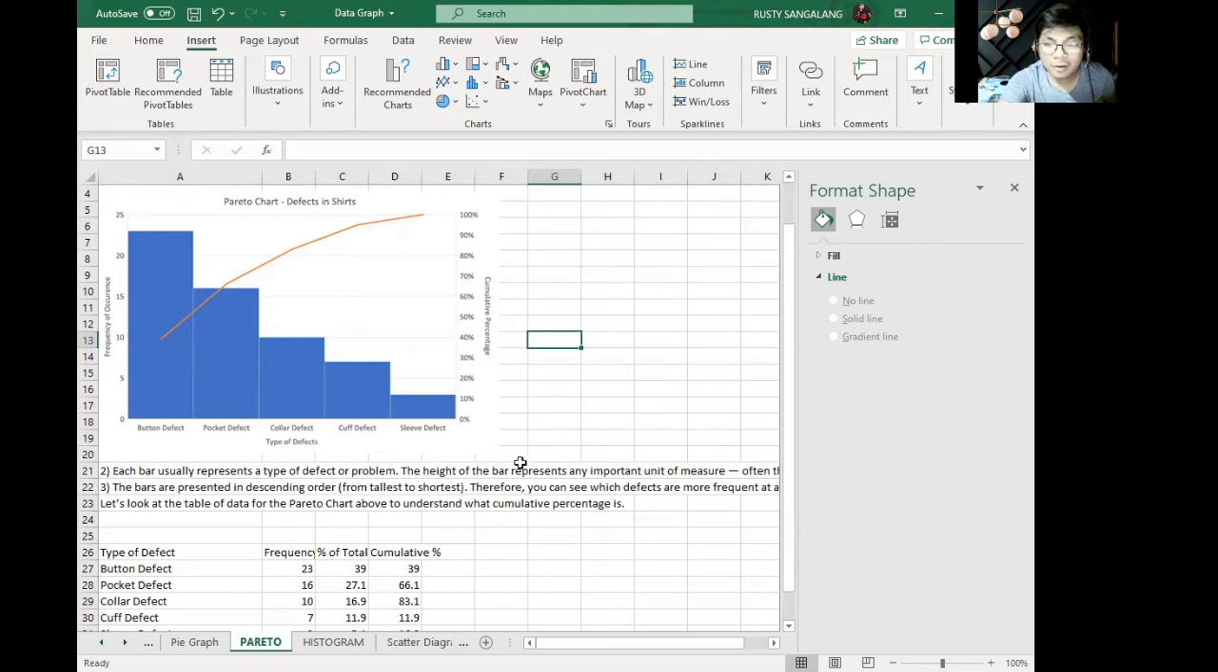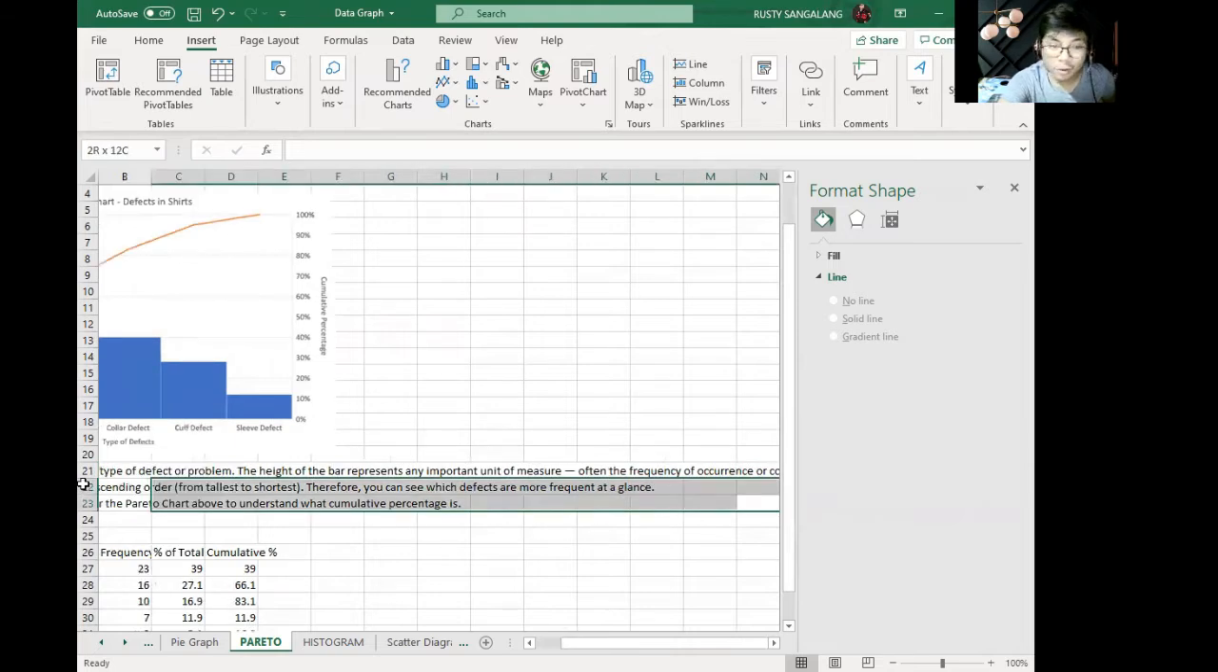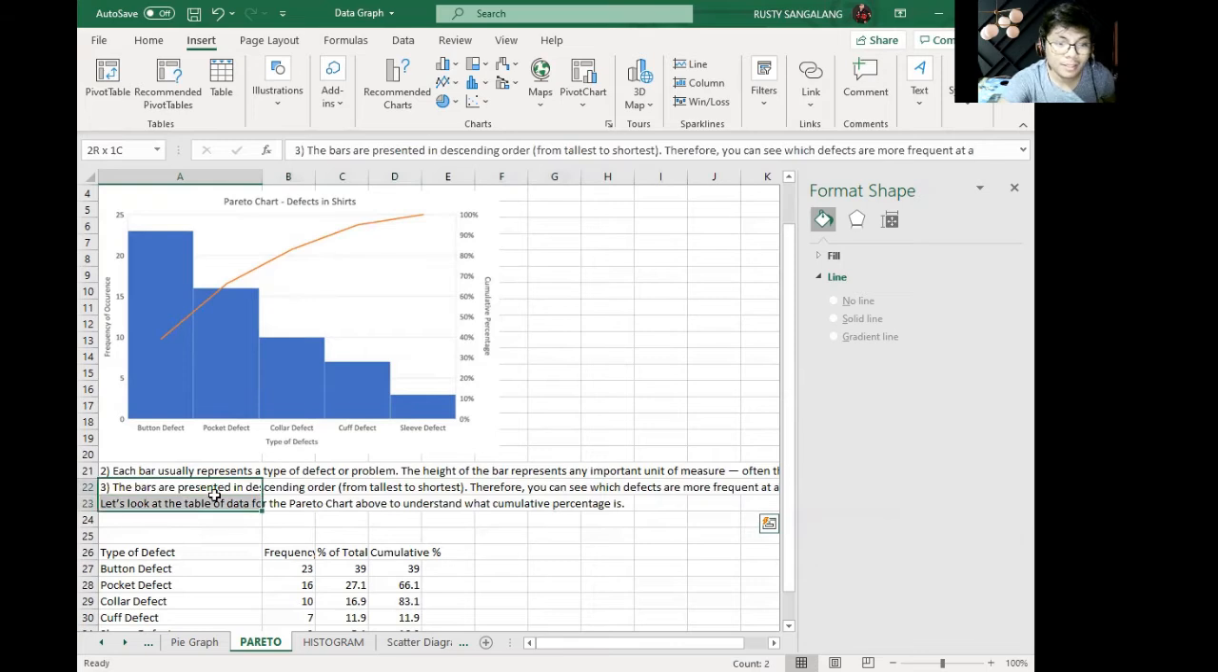So the height of the bar represents any important unit of measure, often the frequency of occurrence or pwede rin namang in terms of cause. The bars are presented in descending order from tallest to shortest. Therefore, you can see which defects are more frequent at a glance.